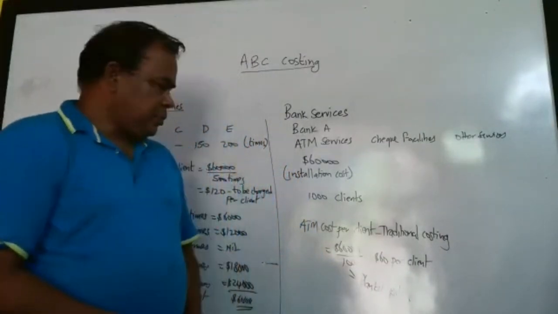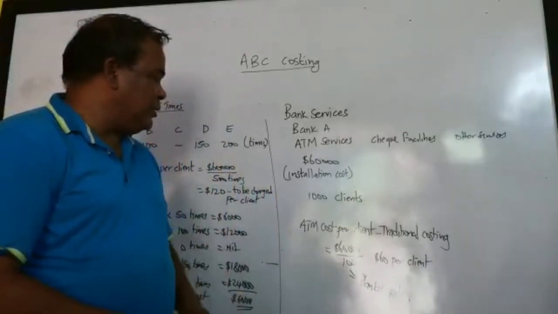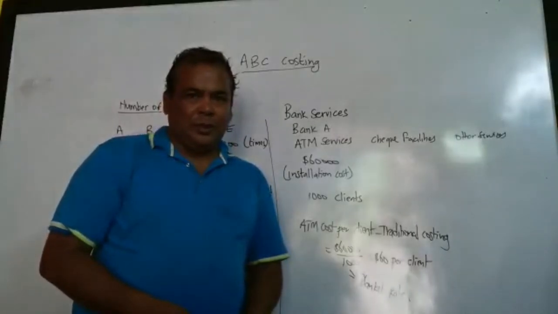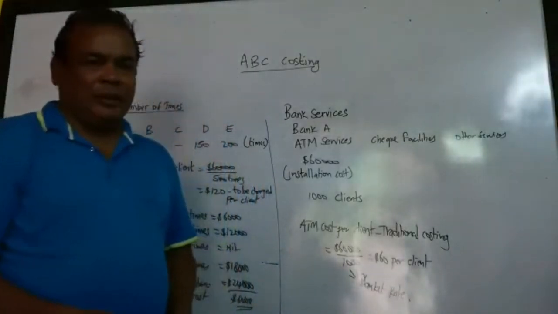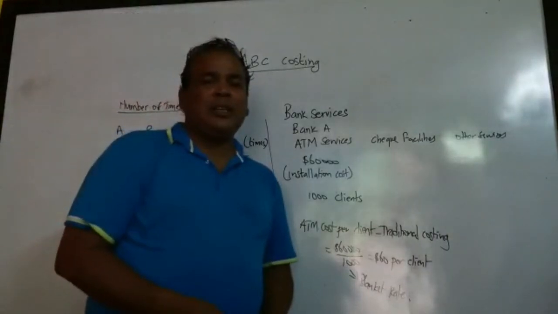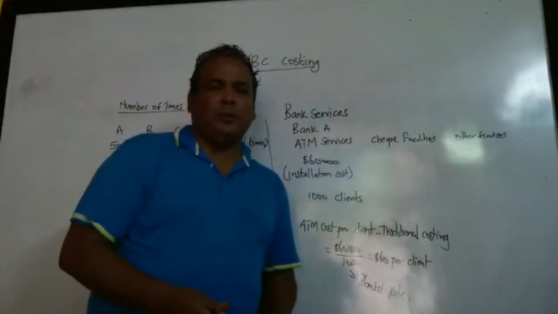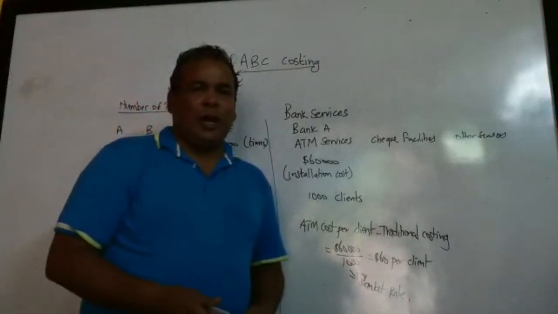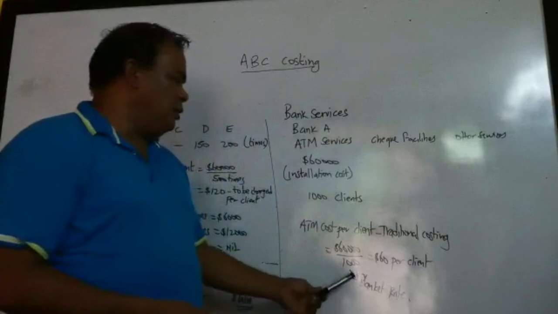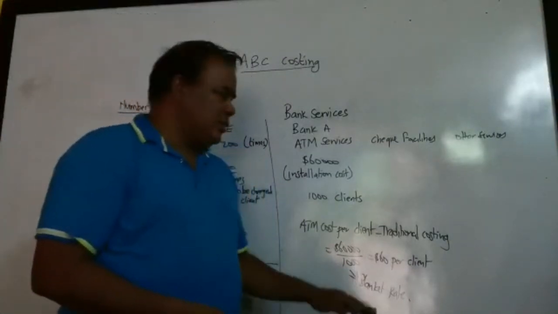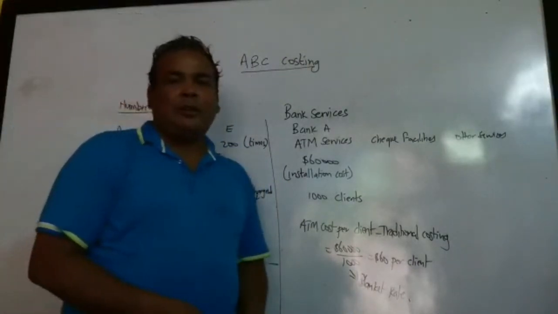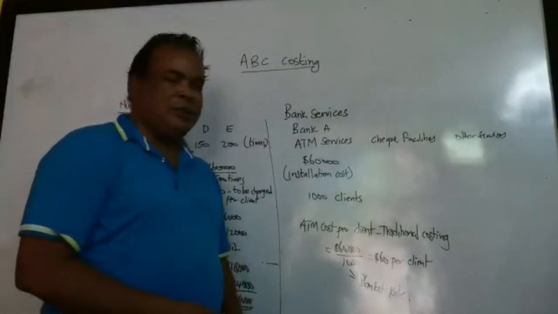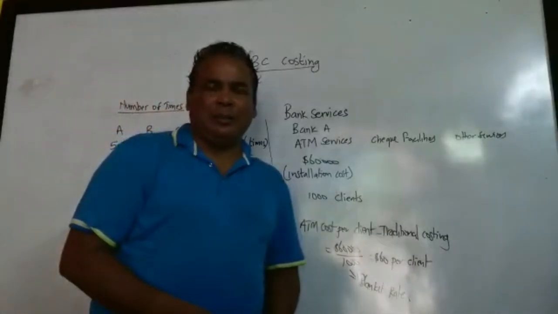Now, what happens if a client is not using the ATM service? Still, we are charging the client for this service, but he is not using this service at all. He is abroad most of the time. So why do we have to charge the client $60? This is the traditional way of calculating cost per client. That is, we take a blanket rate, the number of clients, then we calculate the cost per client.